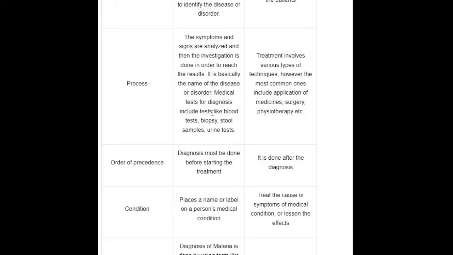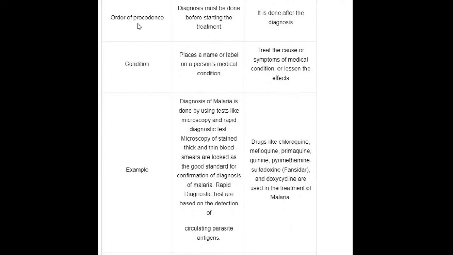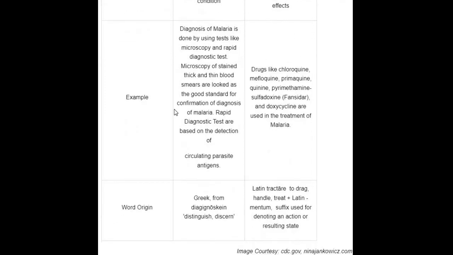Medical tests for diagnosis include tests like blood tests, biopsy, stool samples, urine tests. Treatment involves various types of techniques. However, the most common ones include application of medicines, surgery, and physiotherapy. Orders of precedence: diagnosis must be done before starting the treatment, and treatment is done after the diagnosis. Diagnosis places a name or label on a person's medical condition. Treatment treats the cause or symptoms of medical conditions or lessens the effects.